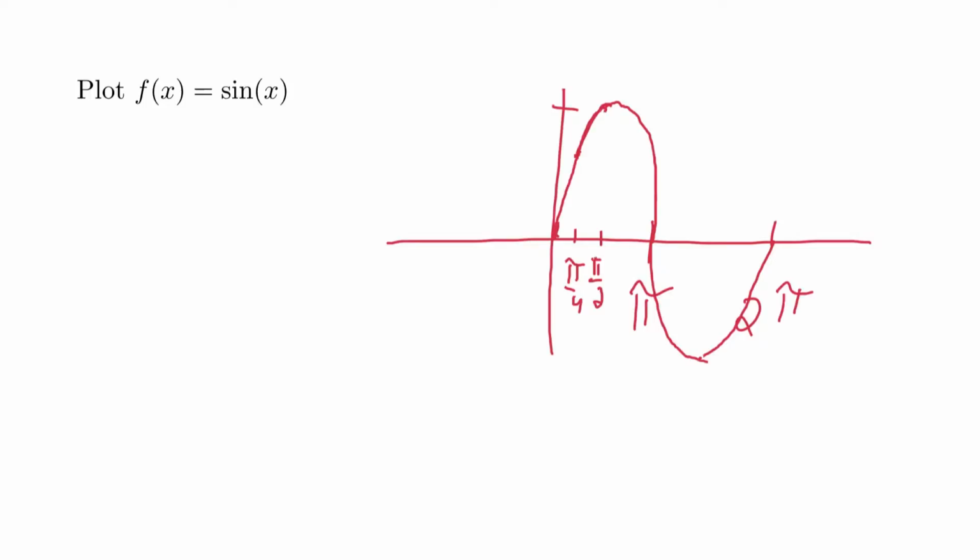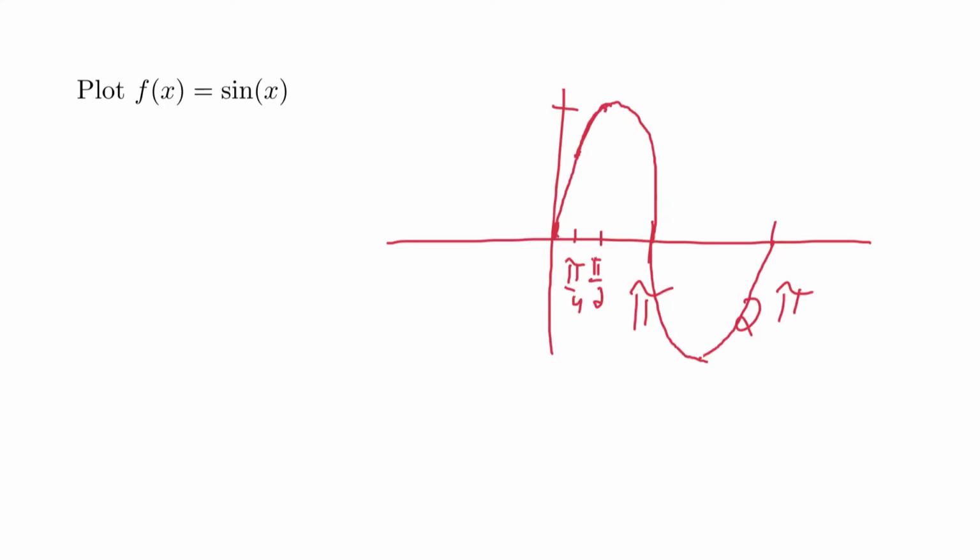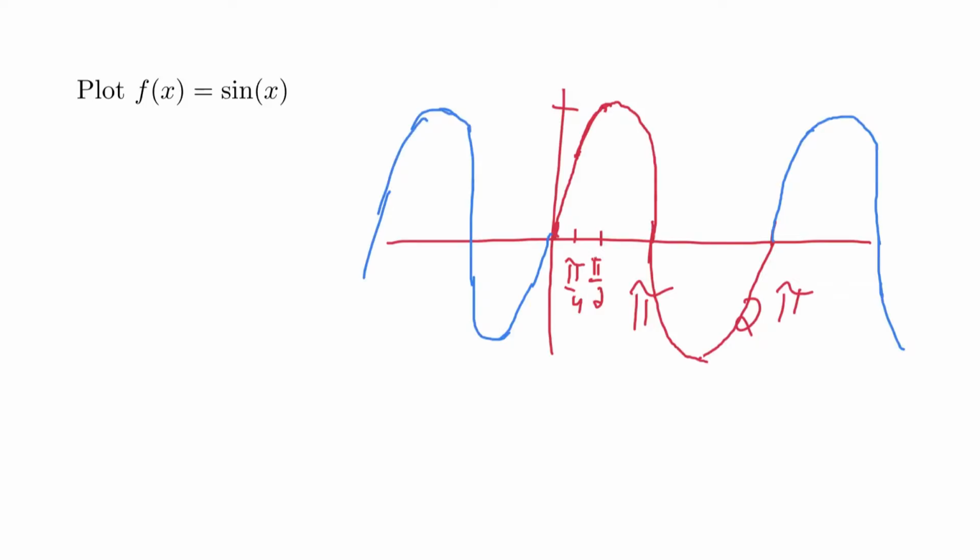So this is one period of sine, one interval from 0 to 2 pi. And then it repeats itself. And it just keeps going forever. And it also repeats itself the other way. So one of the key properties of sine is that it is 2 pi periodic.